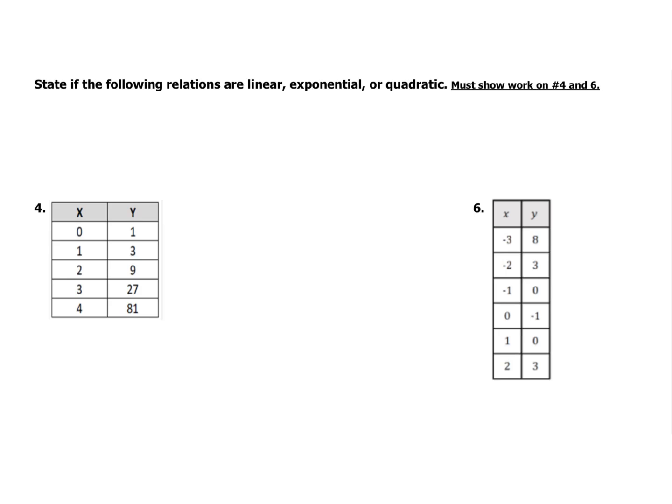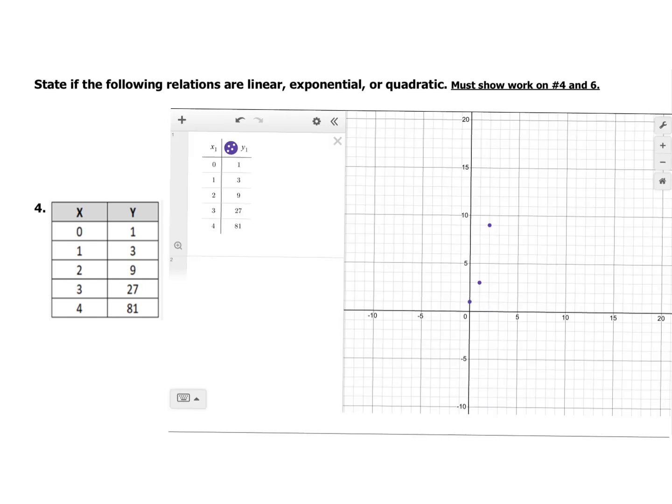Okay, so looking at 4 and 6, we're going to still have to state if it's linear, exponential, or quadratic. And this time we're given a table. So I would recommend first starting by inputting your table into Desmos. Okay, so looking at my graph, it's kind of curving a little bit. So I'm going to see, is this exponential? So I'm going to write that down.